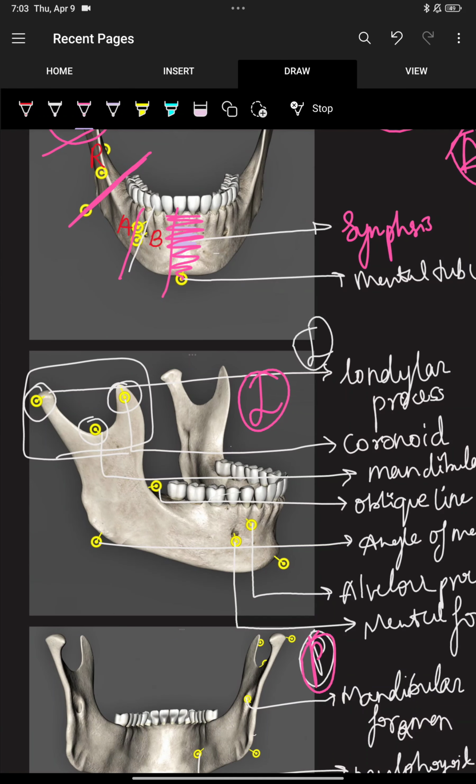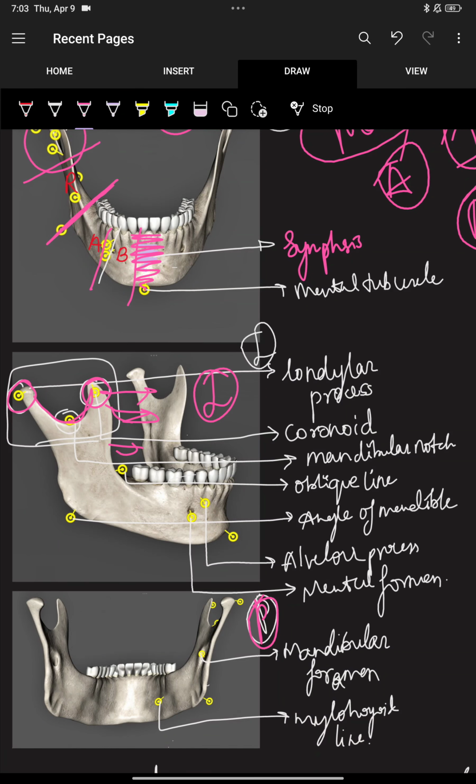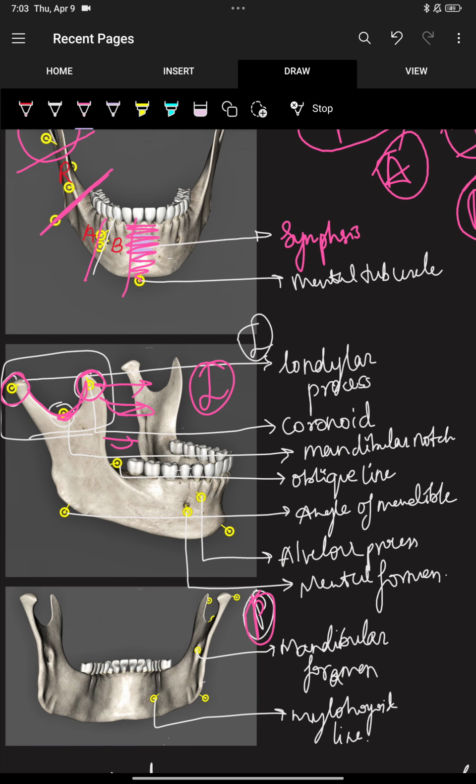So the first part, this is known as the condylar process, and this is known as the coronoid process, the process which is towards the teeth. Okay, this is the coronoid process, that is the condylar process, and the arc that comes is known as the mandibular notch. The notch which comes here is the mandibular notch. This is called the oblique line of the mandible. This is the angle of the mandible.